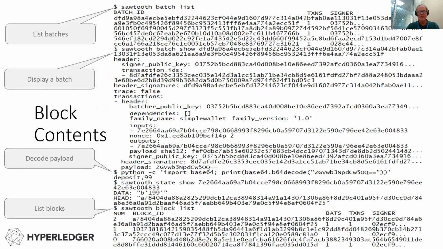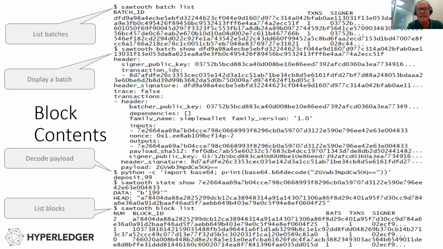So here are some other Sawtooth commands I'll show you that are very useful for debugging your application. So here's sawtooth batch list. What we just did was 2 transactions. We deposited 100 units and 99 units to Alice's account. So you see 3 batches there. One was created in the Genesis node when the Sawtooth blockchain was created. The other 2 batches are the 2 transactions we had. We could show one batch.